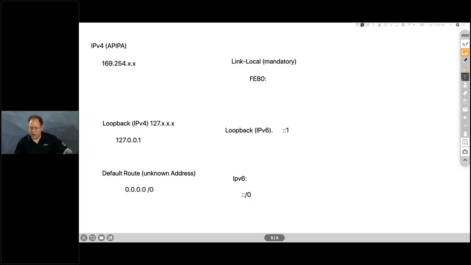Okay, so Tony has a good, not really a question, but more of an observation, which is good. Tony says, you say that the prefix is always 64 bits, but is it important to know that really the prefix is normally 48 bits plus 16 bits to use for the subnet?